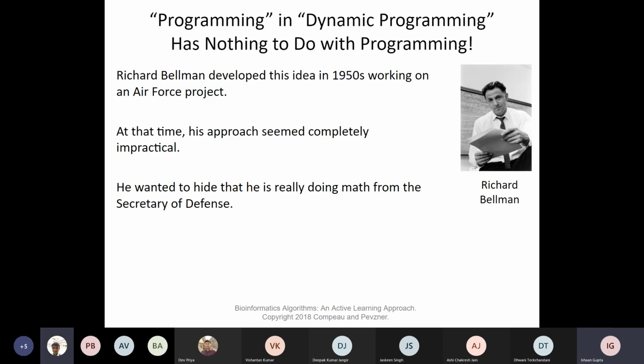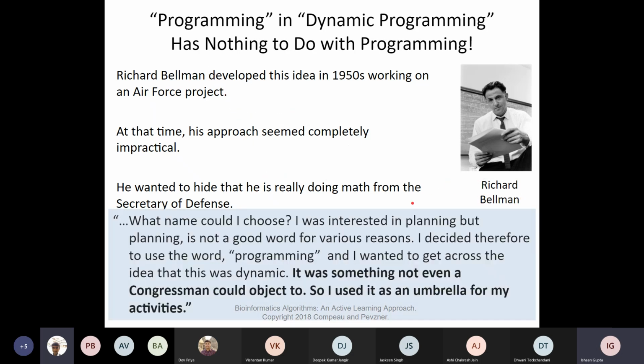So just to give you a heads up, dynamic programming has nothing to do with programming. This word programming was just added by this researcher in order to fool the people who are paying money to do the research, because during that time it was the 1950s, and computer research was basically getting funded left, right, and center. Something currently like this is happening in biology as well.